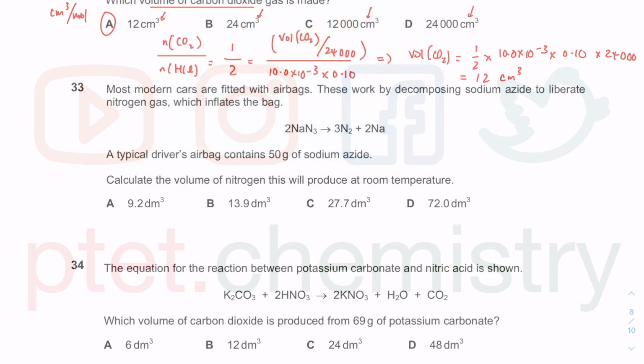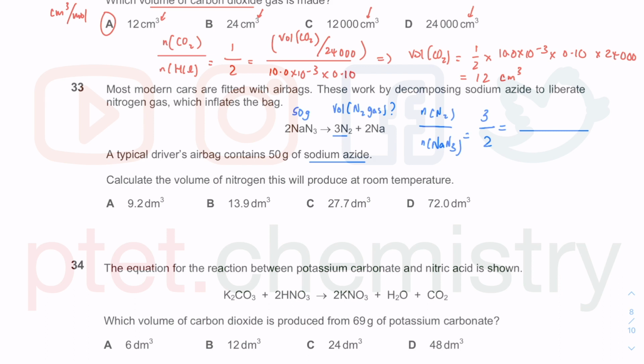Question 33, so we have this equation here. NaN3 is sodium azide. We have 50 grams of this, and we want the volume of nitrogen that is being produced. You want the volume of N2 gas, so we have to relate the mole of N2 to the mole of NaN3. So 3 mole of N2 comes from 2 mole of NaN3 according to the balanced equation. That's the first thing we would do in this kind of question.